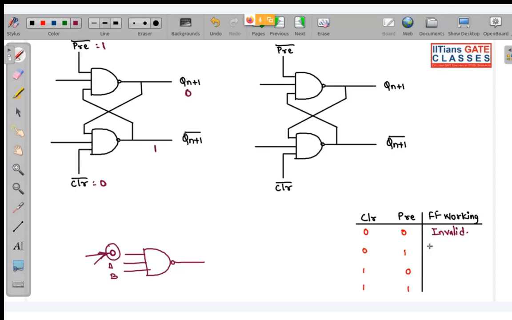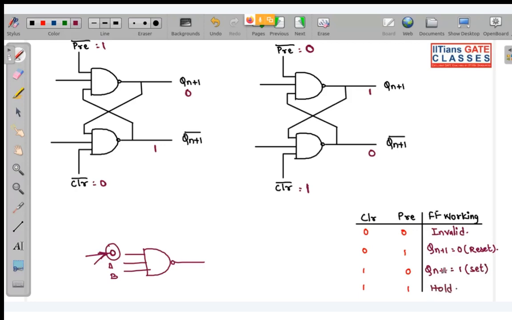So your flip flop, you can see Qn plus 1 is equal to 0, that is reset state. And when your clear input is 1 and pre input is 0, what will happen? This is 0, this will go to 1, this will go to 0. So Qn plus 1 is equal to 1. So this is set state. And the last case, when both of them are 1, 1, that will be your hold state.